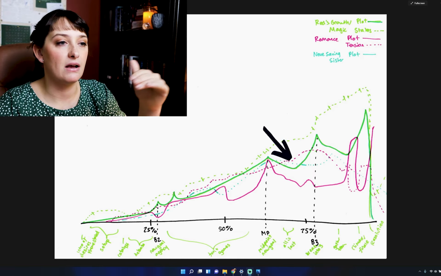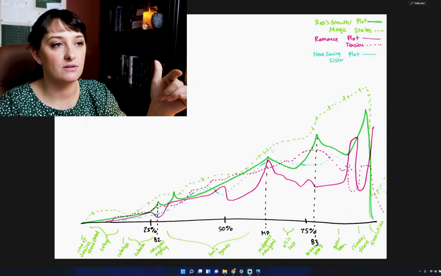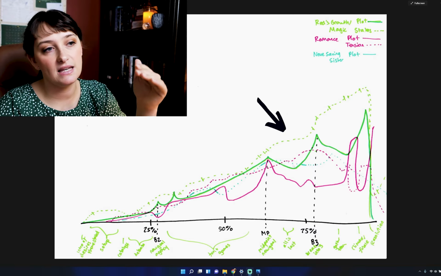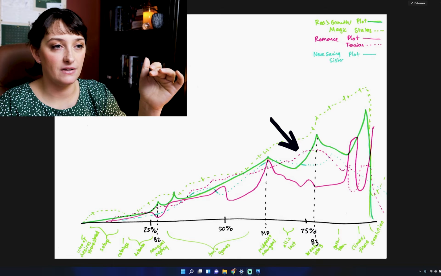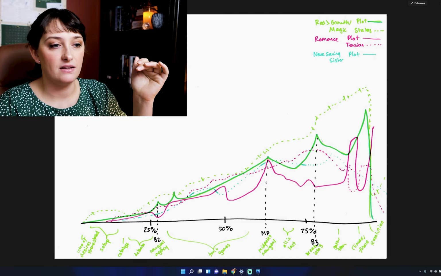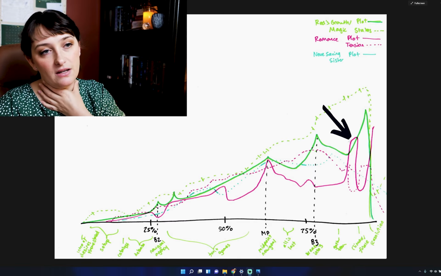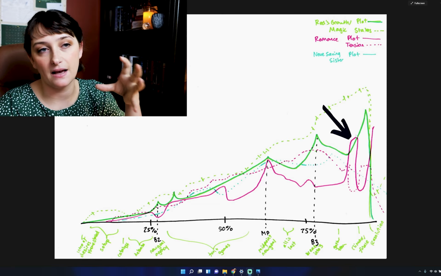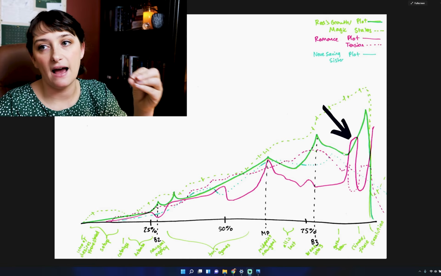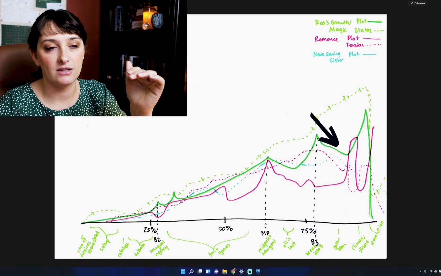And then she's running off and you have that dip here, but you still see the main plot stakes are increasing. The romantic tension is kind of increasing. And then this big rise over here, where the romance kind of comes together at first, is right after that big dark moment in Red's growth.